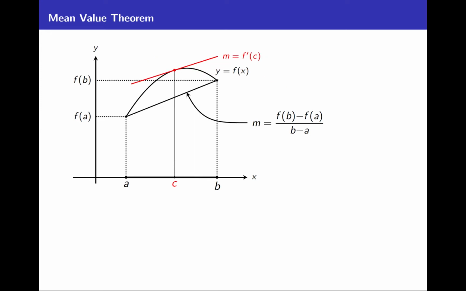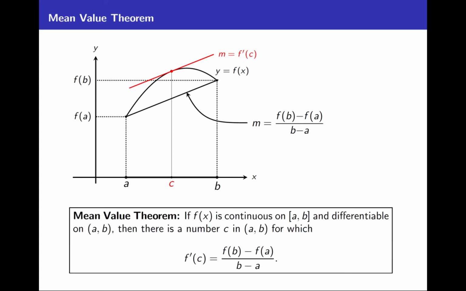But there is one value of c, it looks like right here, where the slope of that tangent line, m equals f prime of c, is the same as the slope of this connecting line. f prime of c, the slope of the red line, equals f of b minus f of a over b minus a. The mean value theorem asserts that you can always find such a number c under this circumstance.